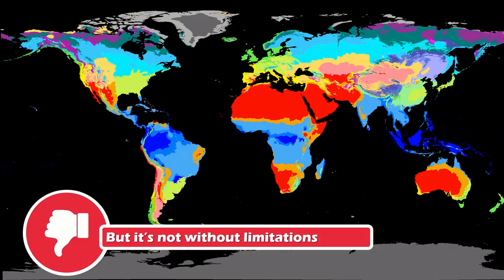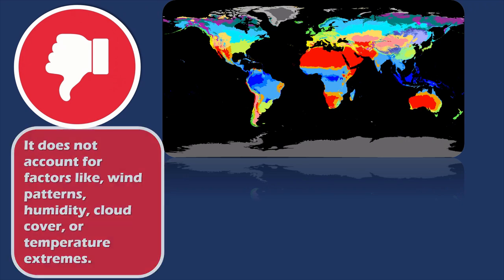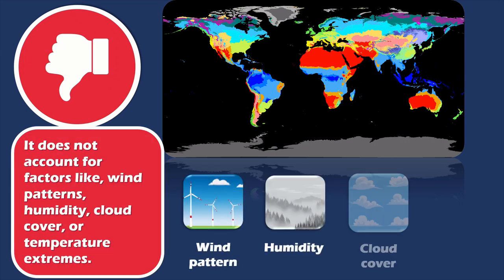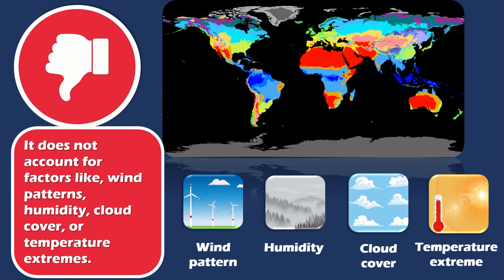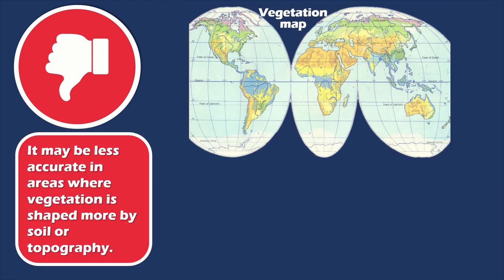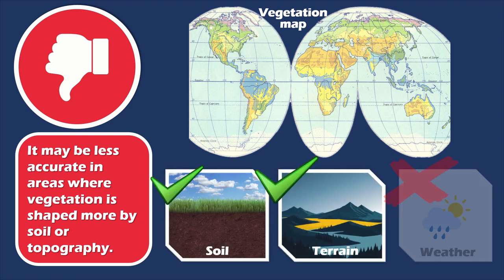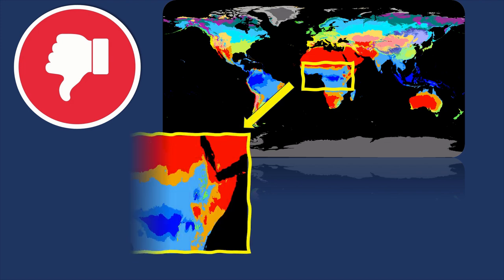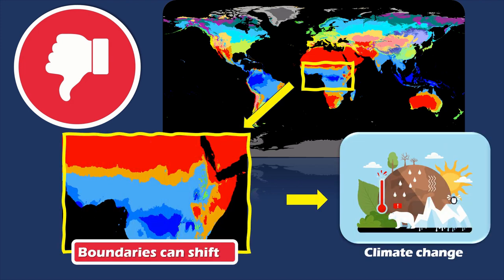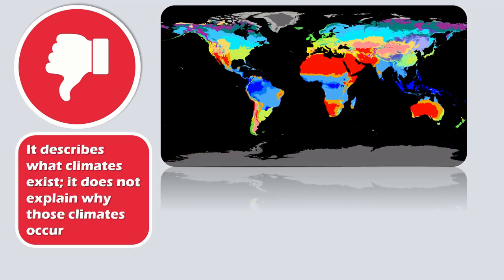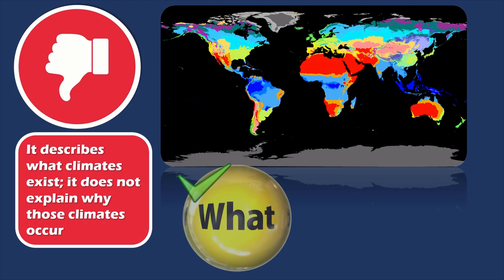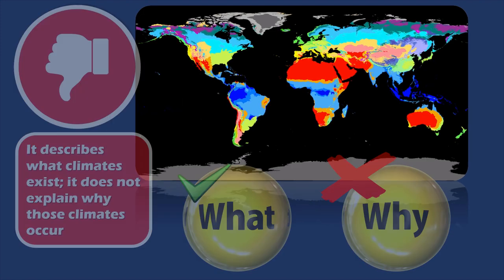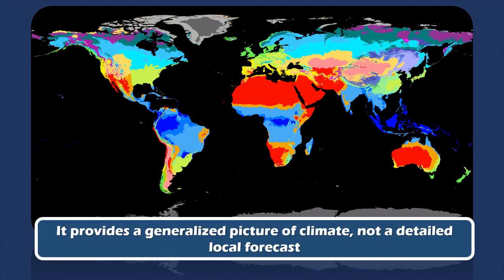But it's not without limitations. The Köppen system does not account for factors such as wind patterns, humidity, cloud cover, or temperature extremes. It may be less accurate in areas where vegetation is shaped more by soil or topography than by climate alone. Regional climate boundaries can shift over time due to natural variability or climate change. Most importantly, the system describes what climates exist based on data. It does not explain why those climates occur. Therefore, it provides a generalized picture of climate, not a detailed local forecast.